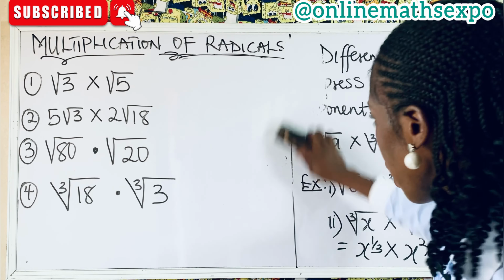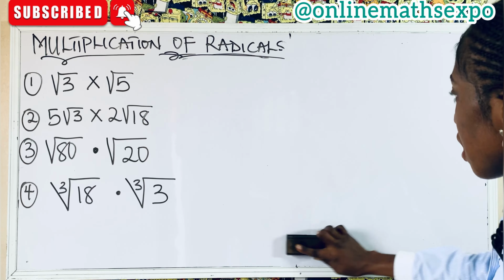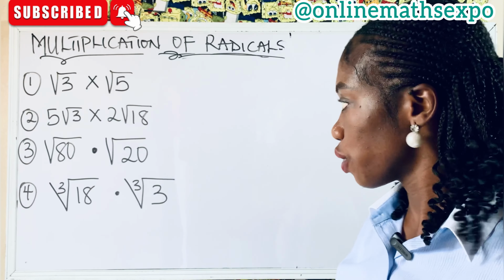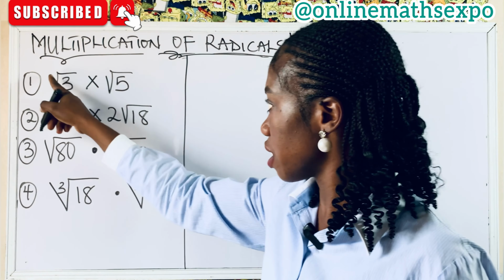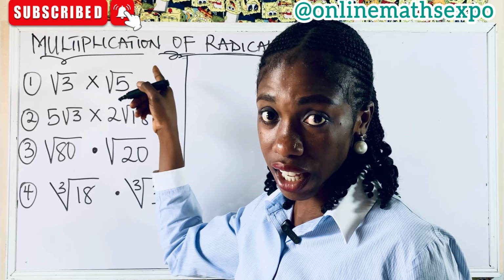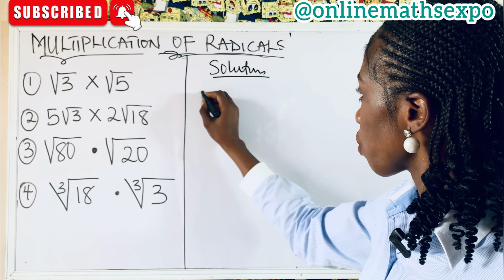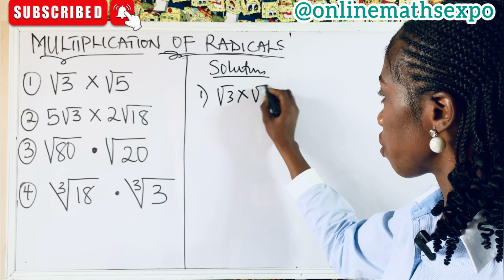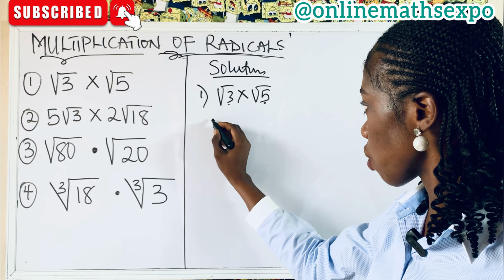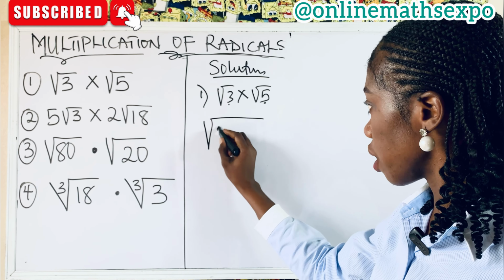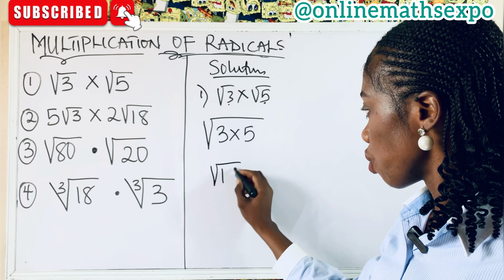So what would you do now? The first question we have there, we are asked to multiply, okay? So to multiply this, what would you do? We take it from the first one. What you do simply is, remember the indices are the same, or the index, okay? So you multiply the radicands. So we have root 3 multiply root 5. This will be used to multiply this. So we're going to take one root, then 3 we multiply 5. And when you multiply this way, it gives you root 15.